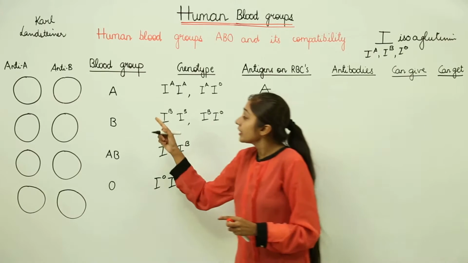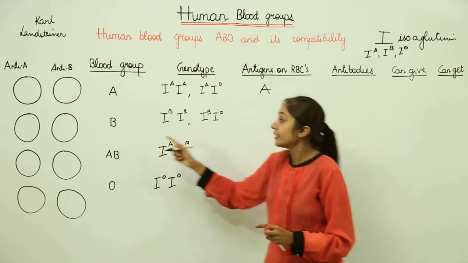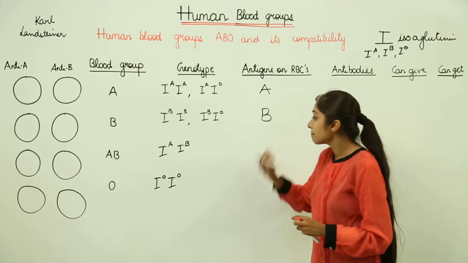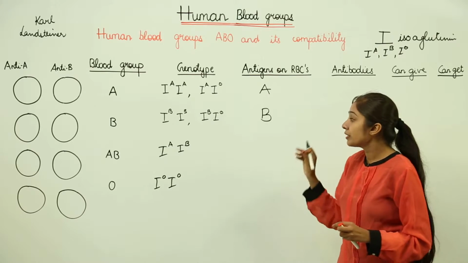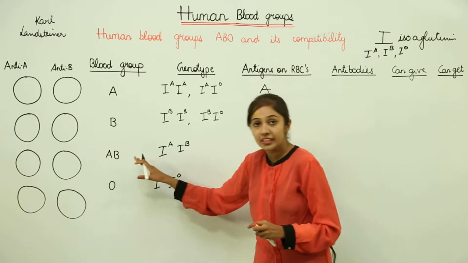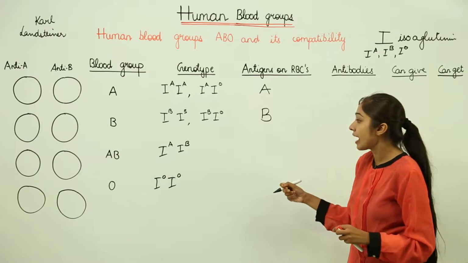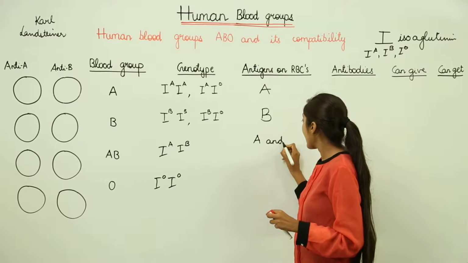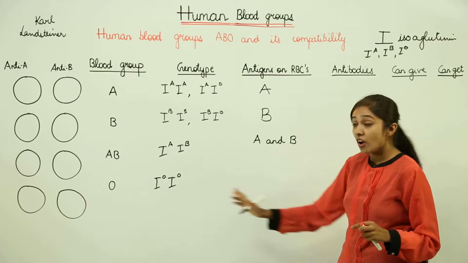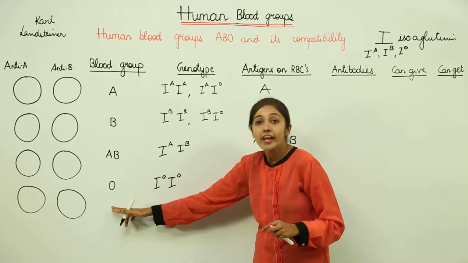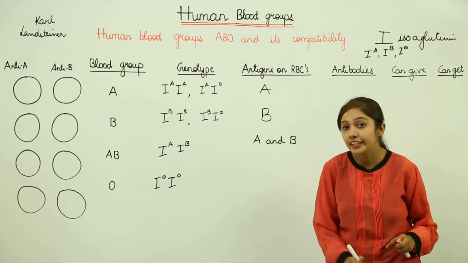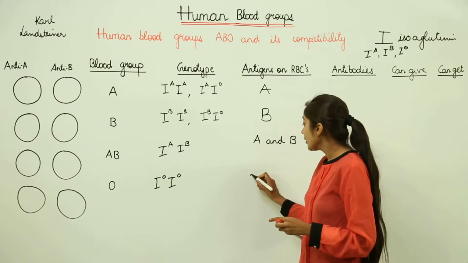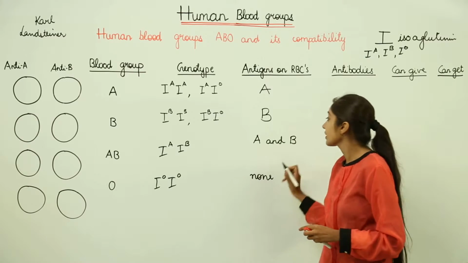If we talk about the person having blood group B, then he or she is going to have antigen B. If we talk about the person having blood group AB, then he or she is going to have both antigen A and B. But if we talk about blood group O, then they don't have any antigen. They neither have A nor B. So there are no antigens, means none.